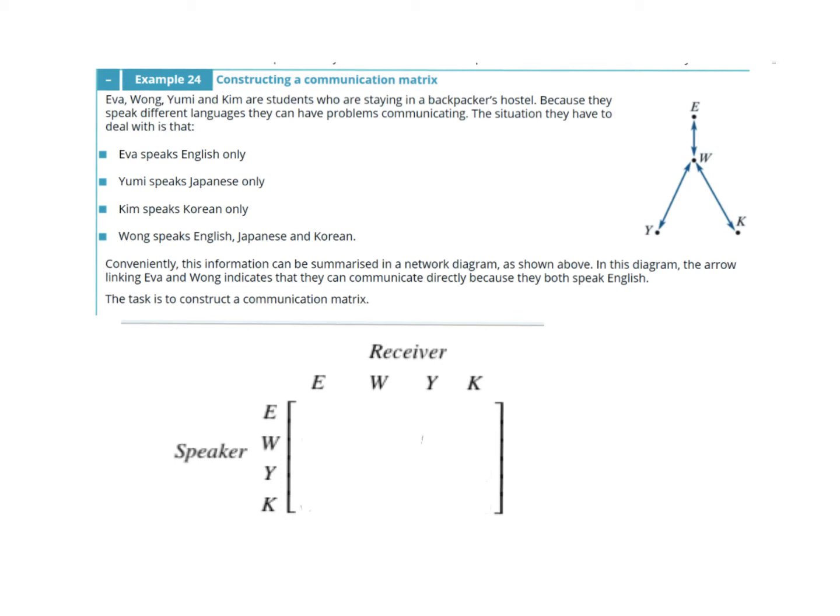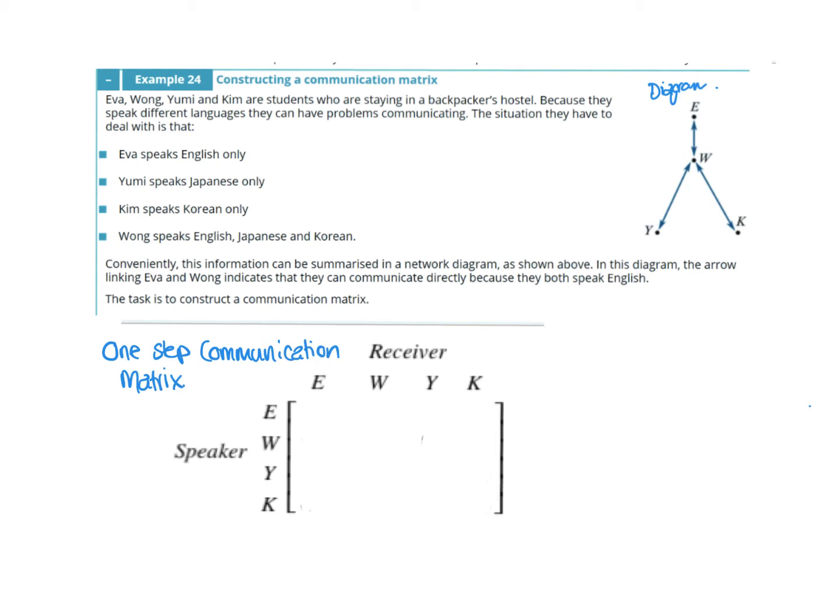We've got another set of people. They're in a backpackers hostel and they can all speak different languages, and here's how it's set up. So I'm going to pause the video for a sec. Let's see if you guys can set up the one-step communication matrix using this diagram. So this is the diagram. Use that diagram and set up down here the one-step communication matrix.